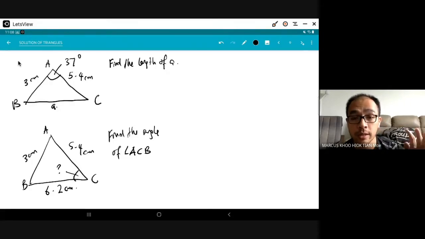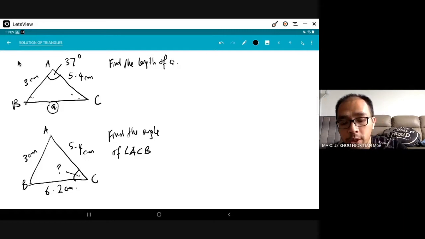Take a look at the triangles. I want you to notice that there is not enough information for me to use the sine rule. I cannot find this side because I don't know these two angles. And in the same way, I cannot find this angle because I don't know the other angle. I need one more angle in order to use the sine rule.